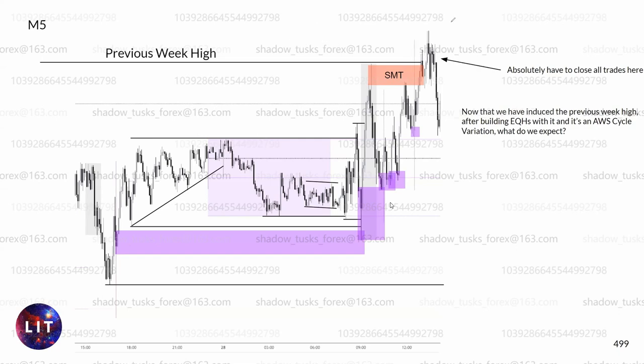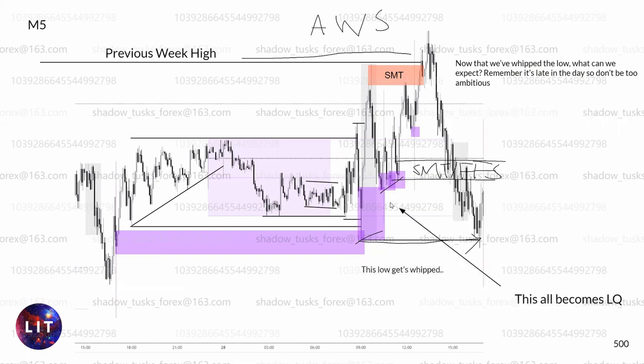But again, remember, we've grabbed significant liquidity high. We've got an Asia whipsaw cycle, daily cycle. So what could we possibly expect? Where would our next target be? Possibly now we could expect our next whip low. All of this just becomes liquidity. This becomes a smart money trap or FFS. And we know exactly what we should see. Boom. There we go.